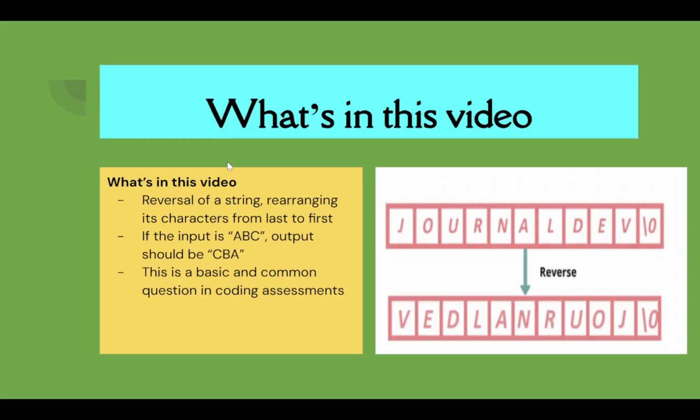What we are going to see in this video is the problem of reversal of a string. Sometimes it's called the string reversal problem. So what is that? Rearranging characters from last to first. In this image, you can see the top one is the actual input and the bottom one is the reversal of the string, the output. In simple terms, if the input is ABC, the output should be CBA. This is a basic and common question in most coding assessments. So we will see that next.